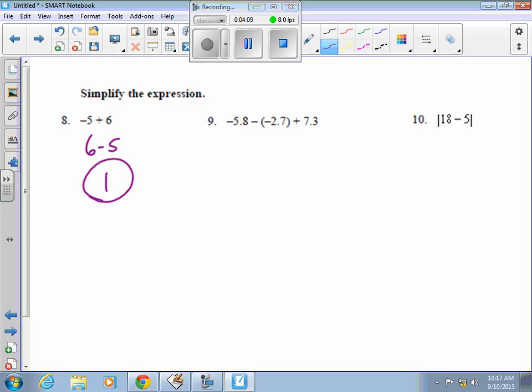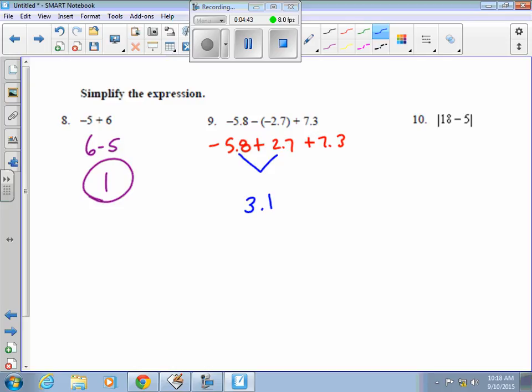1 is positive. We have 3 terms for number 9, -5.8 minus a -2.7 plus 7.3. We talked about subtraction. Anytime you subtract, you add the opposite. -5.8 plus a positive 2.7 plus 7.3. Now all we have is addition. When we put the first 2 numbers together, -5.8 and positive 2.7, one is positive, one's negative, so we will subtract them. 8 minus 7 is 1, 5 minus 2 is 3.